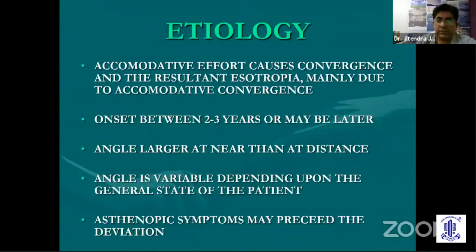Obviously, the etiology is that the accommodative effort which is required to cause the convergence is what causes the esotropia. The uncorrected refractive error, which is hyperopic refractive error, causes the resultant esotropia because of the convergence. The onset obviously would be around 2 to 3 years, and the angle would be larger at near than at distance, because the amount of accommodation we use is more for near than for distance, and the angle would be variable depending on the general state of the patient, whether the patient is able to accommodate or not.